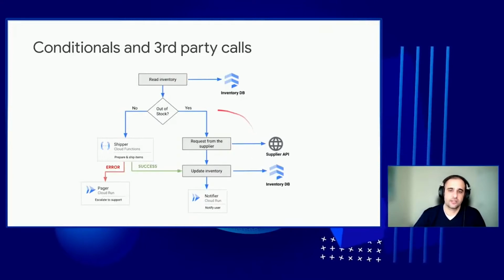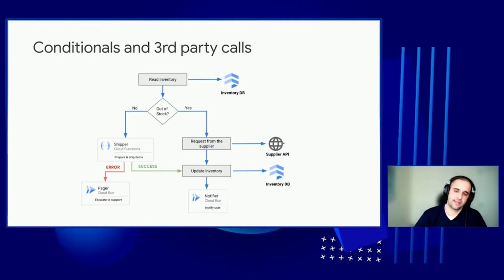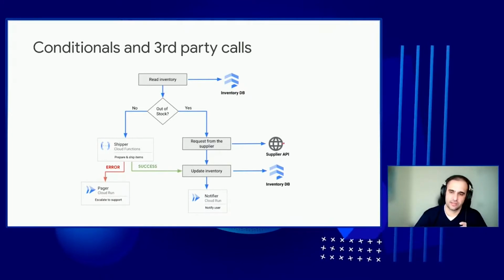And conditionals. So let's say you read some value from a database, you check if something is in stock or out of stock. And then you want to do different things depending on that, maybe call third-party APIs. So all this kind of stuff that you usually do within your code, you can do it within the orchestrator. So that allows you to get rid of this kind of logic from your code and put it in orchestration and do the business things within your code.